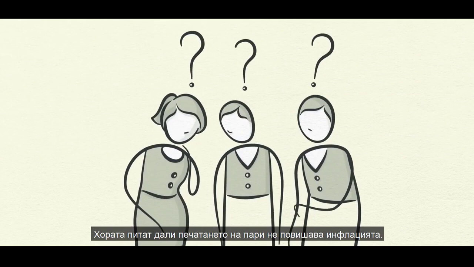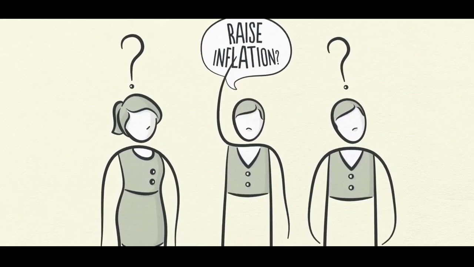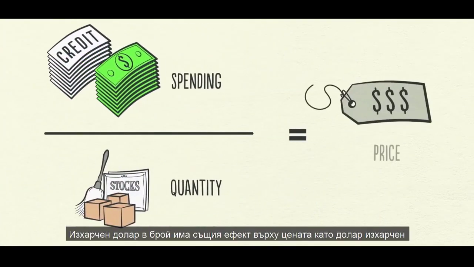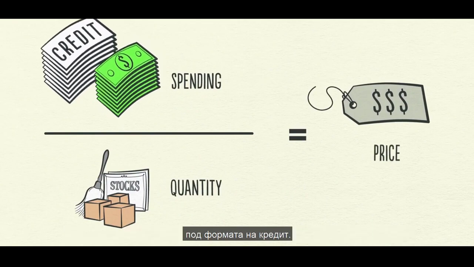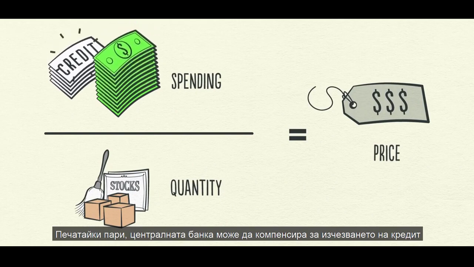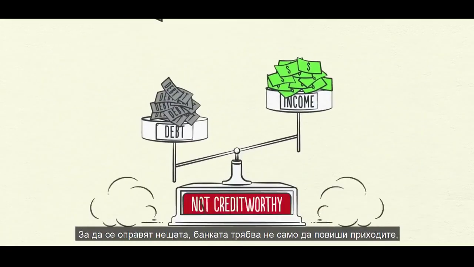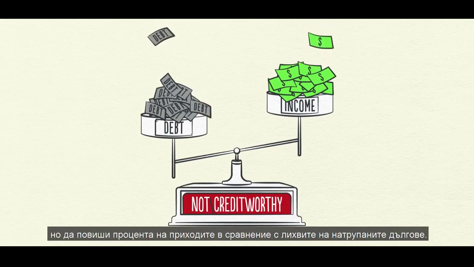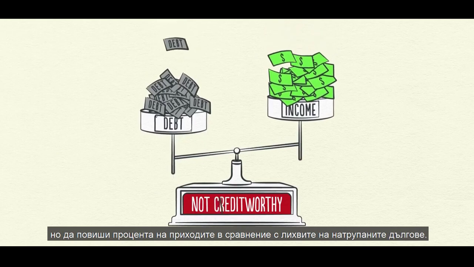People ask if printing money will raise inflation. It won't if it offsets falling credit. Remember, spending is what matters. $1 of spending paid for with money has the same effect on price as $1 of spending paid for with credit. By printing money, the central bank can make up for the disappearance of credit with an increase in the amount of money. In order to turn things around, the central bank needs to not only pump up income growth, but get the rate of income growth higher than the rate of interest on the accumulated debt.